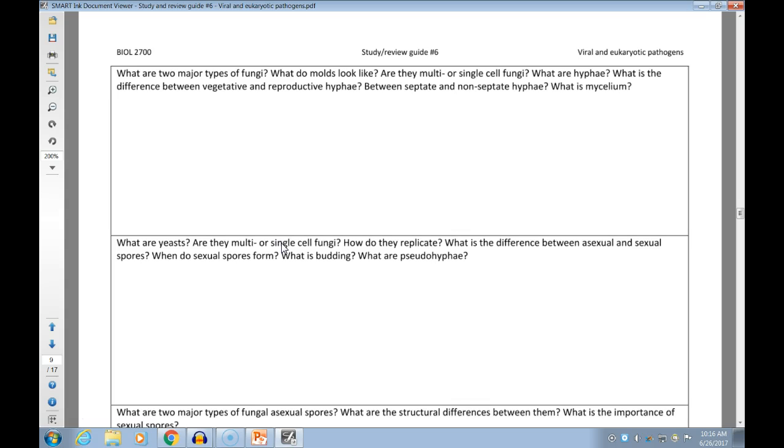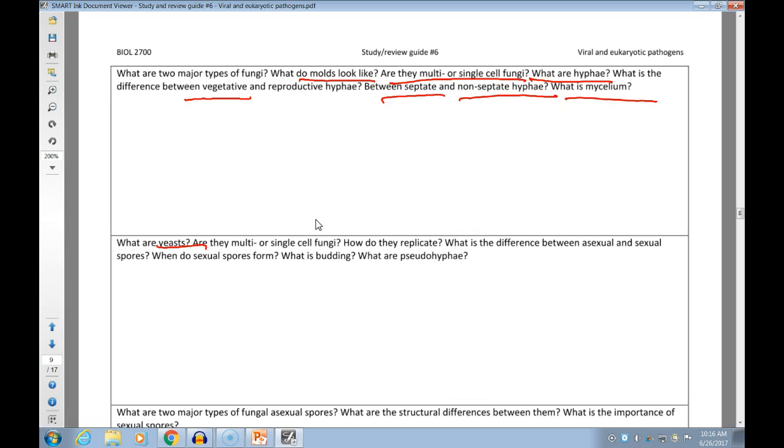Two major types of fungi: molds and yeasts. Molds are multicellular. Hyphae are chains of cells if they are septate, and pretty much one large cell if they are non-septate. Mycelium is the bunch of hyphae. Vegetative hyphae are used for feeding, reproductive hyphae for reproduction.